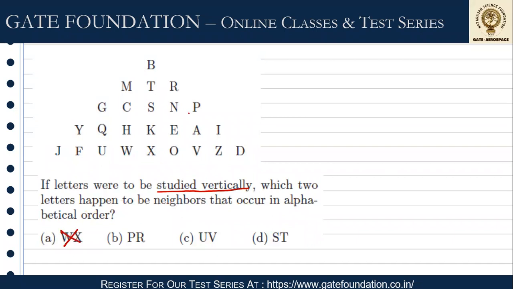TR, first of all, they are not in alphabetical order. PQR should be there. UV, U is somewhere over here and V is over here, so they are not vertical. ST, ST goes like this, and they are in vertical order. They are studied vertically, so they are neighbors as well as in alphabetical order. This is the correct answer. Yes.